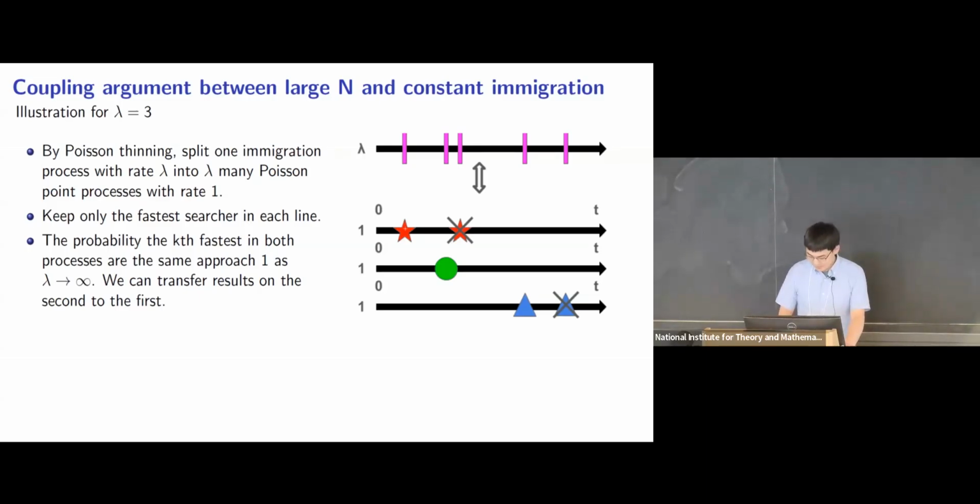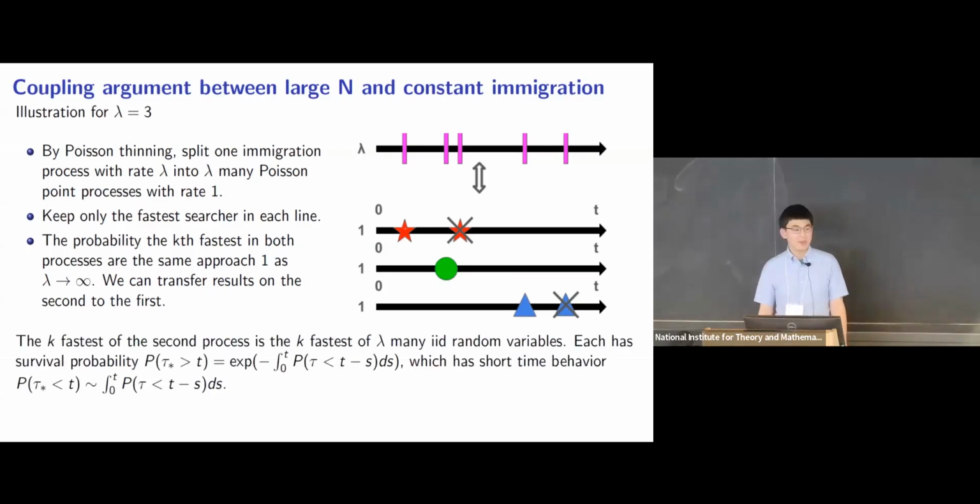Okay, great. So I made all this trouble of constructing the second process. What on earth is it good for? Well, if I want to find, let's say, the second fastest in this second process, I'm taking the second fastest out of lambda many lines. Each of these guys is IID. And so that tells us that the second process is really a large N process, right? Because each of these lines is producing one searcher. So you have lambda many searchers, and you're trying to find the kth fastest one.